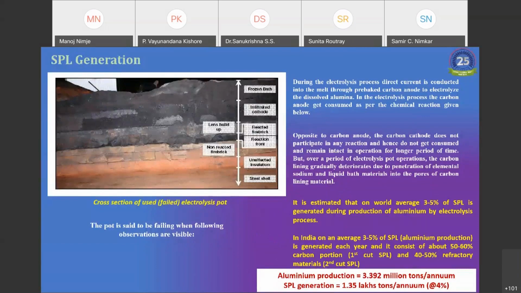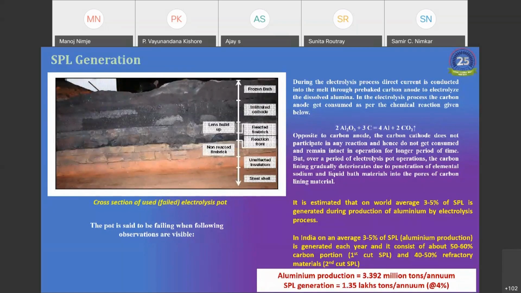Until now, we have seen the structure of the vessel and various properties associated with the carbon linings or carbon cathode of the electrolysis cell. Now we will see what SPL is and how it is generated. During the electrolysis process, direct current is conducted into the melt through the pre-baked carbon anode to electrolyze the dissolved alumina. In the electrolysis process, the carbon anode is consumed as per the chemical reaction given. That is, alumina reacts with carbon to produce metal aluminium and carbon dioxide gas.